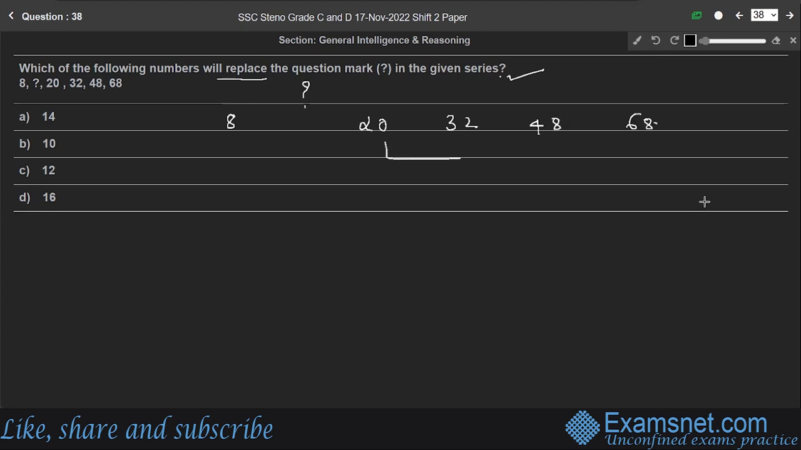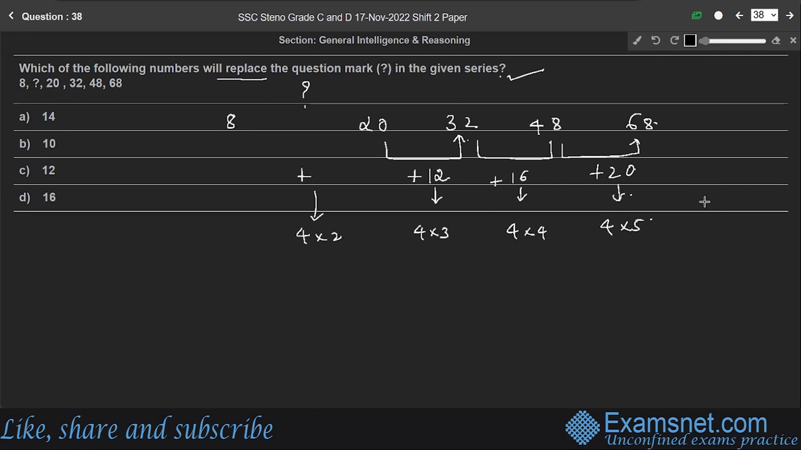So, these numbers are related as here 20 and 32. The difference is 12, right? So, when you add 12 to 20, you'll get 32. And 32 plus 16 is 48, and 48 plus 20 is 68, where these numbers 12, 16 and 20 are the multiples of 4, right? So 4 into 3, 4 into 4 and 4 into 5. Therefore, the previous number to be added should be 4 into 2, which is nothing but 8. 8 should be added to the second number to get the third number, right?